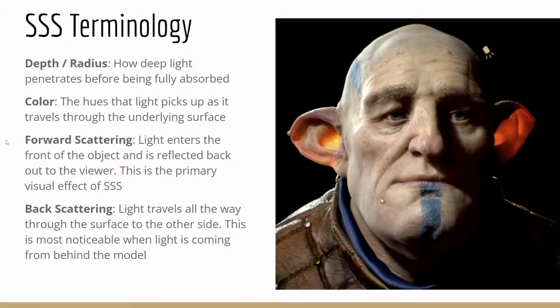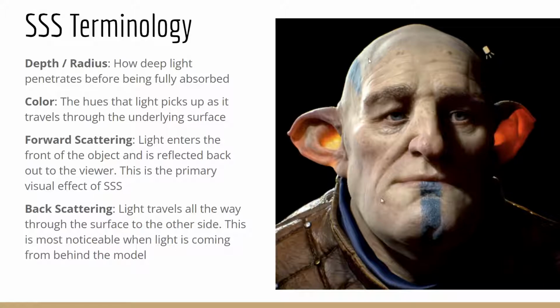There are two different components to subsurface scattering. There's forward scattering, which is the effect of light hitting the front of a surface, scattering around and coming back out the front of the surface. And we have backscattering, which is light traveling from one side of the model and exiting out the opposite side or another side of the model. You'll notice this over here: light hits the back of the object and comes out the front of it. That's going to be backscatter.